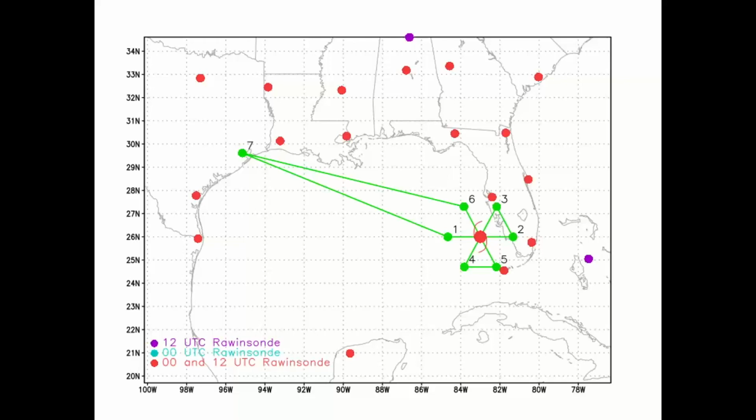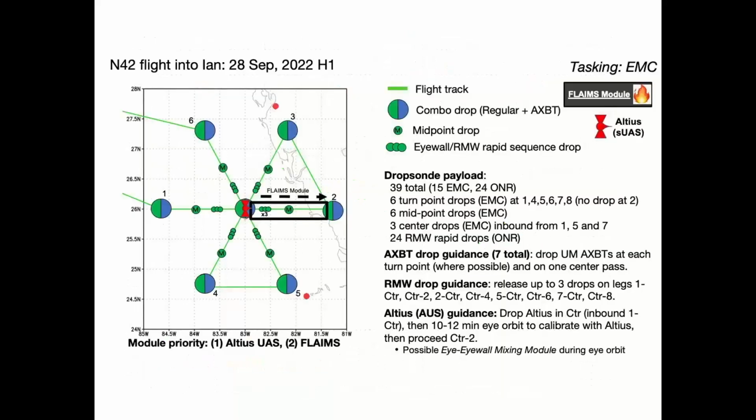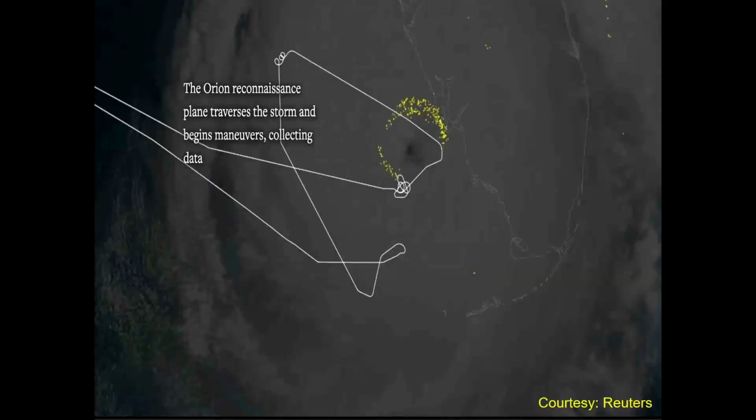And this was the plan. It always looks good when you're planning something. All these great plans to do this. We were going to drop 39 dropsondes. We were going to have the Flames module that was part of the TCRI program. Lots of things we were going to do. Isn't it awesome? And then no, we couldn't do hardly any of that, because it was pretty brutal. It was a brutal ride.